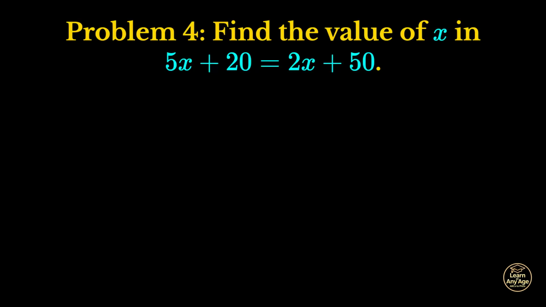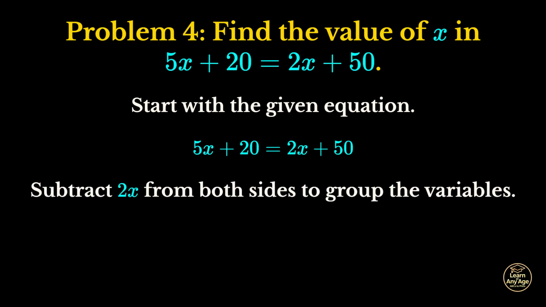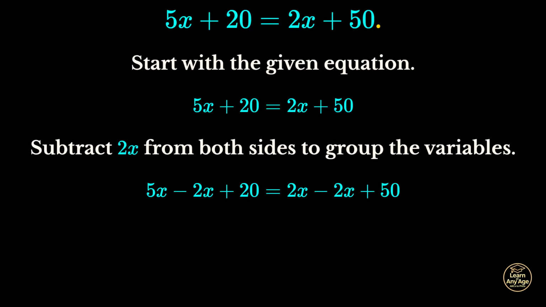Problem 4. Find the value of x in 5x plus 20 equals 2x plus 50. Start with the given equation. 5x plus 20 equals 2x plus 50. Subtract 2x from both sides to group the variables. 5x minus 2x plus 20 equals 2x minus 2x plus 50.